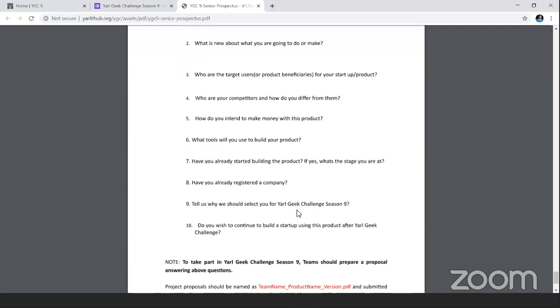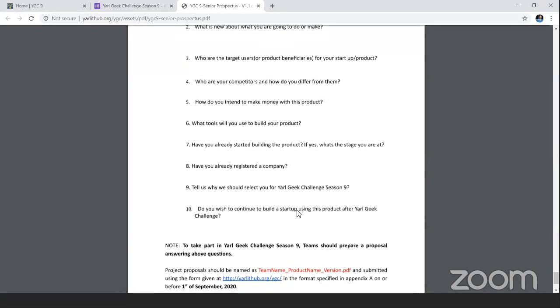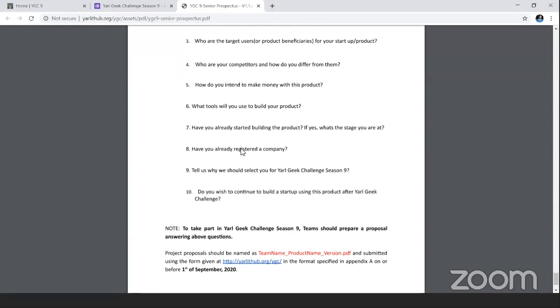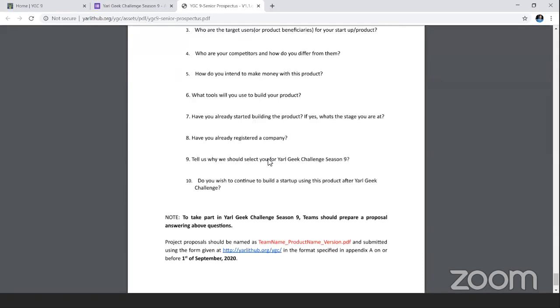And then you have to specify the tools that you will be using to build this product. Different technology stacks you can mention here. You can also say whether you have already started building this product or not. If you have, you can say at what stage you are, at customer validation, or whether you have built a prototype. You can mention all that here. And if you are a startup or a business and have already registered your company, you can mention that here.